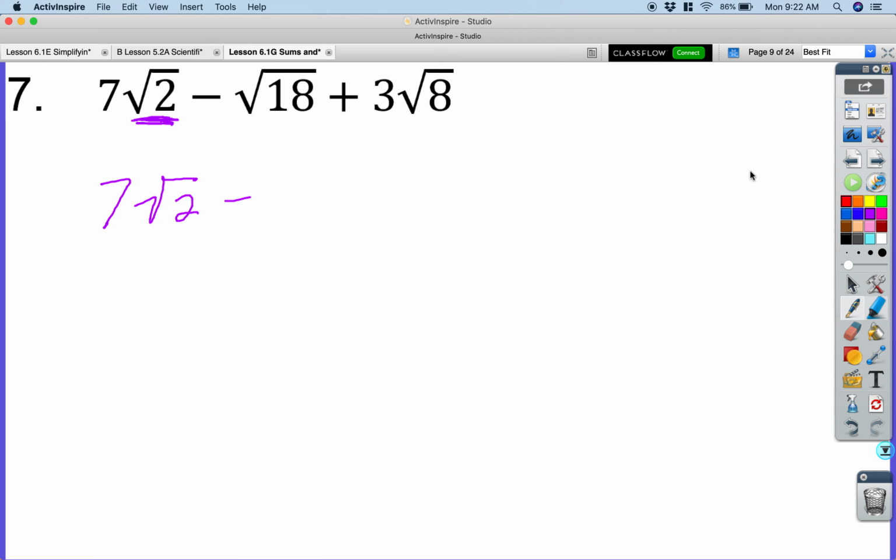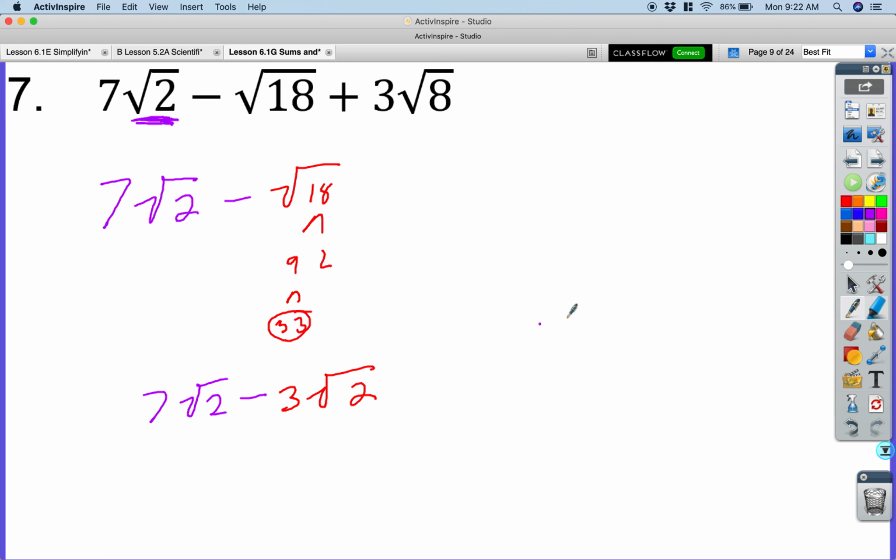Minus, now the next part, I have square root of 18. Square root of 18, that breaks down to 9 and 2, and a 3 and 3, and I have a pair of 3's. So now I have 3 square root 2. All right, perfect. And now what we're going to do is move on to the next part. I'm just going to write 7 square root 2 right here.